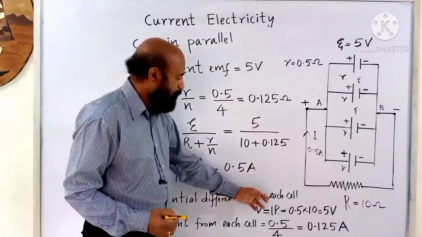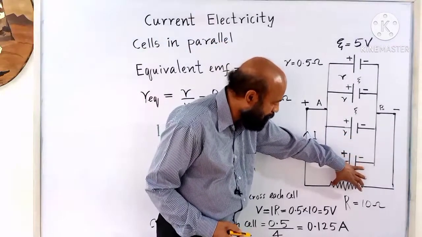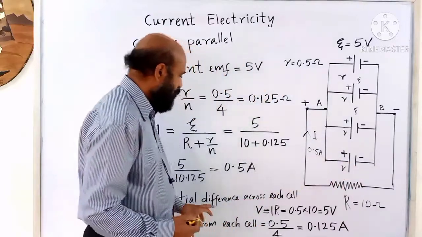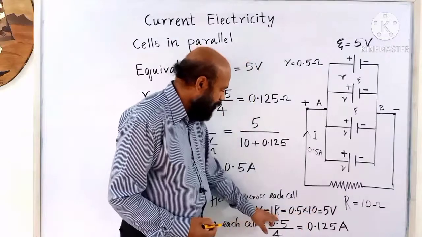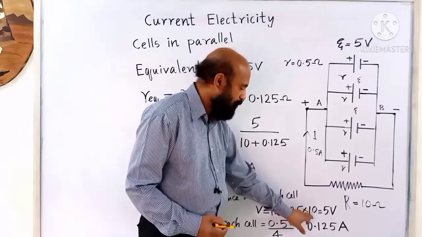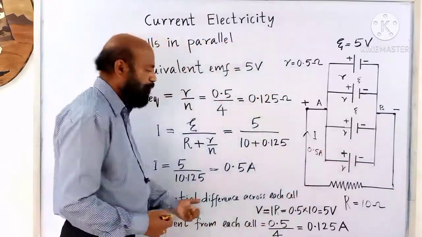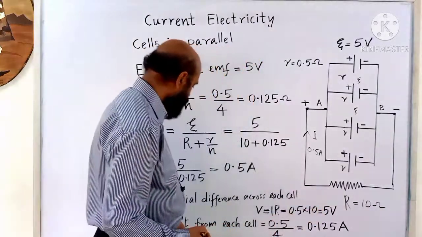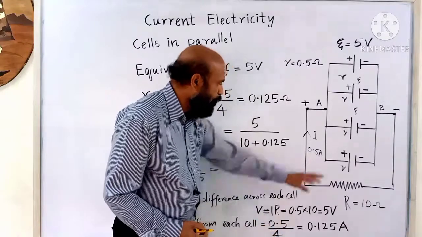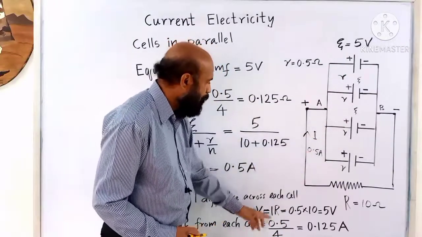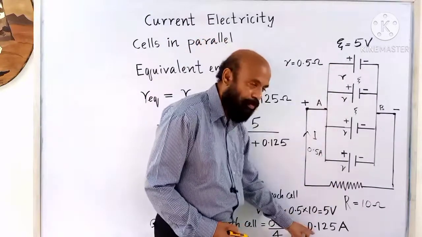Then potential difference across each cell is same as the potential difference across this external resistance. So current is 0.5, then resistance is 10. So V is equal to IR, that is 0.5 into 10, that is 5 volt. So potential difference across each cell is 5 volt. Then current from each cell is 0.5 divided by 4, 4 cells are there. So current through each cell is 0.125 ampere.